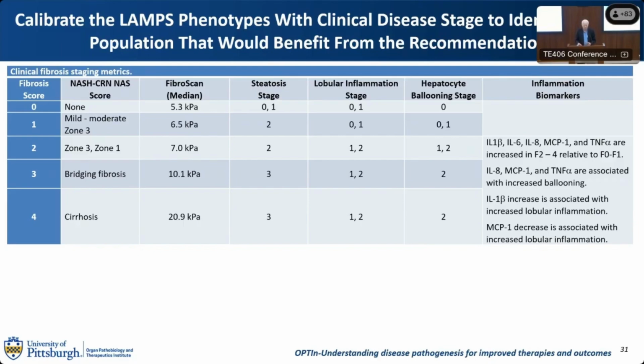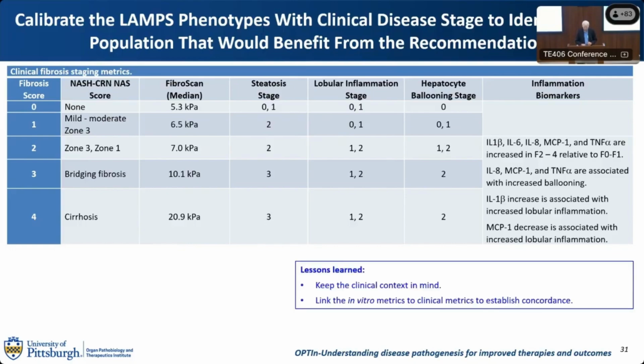And so what we're doing is we are calibrating our metrics with metrics from a series of histopathology slides from patients from F0 to F4, so that we can say under these disease conditions that we're inducing, they match an F1 or they match an F2 or 3 patient. And so these would be the patients that will most benefit from the predictions from this tool. And so the lesson learned in doing all of this is that we need to keep the clinical context in mind, and we have to link the in vitro metrics that we're getting to the clinical metrics established for concordance.